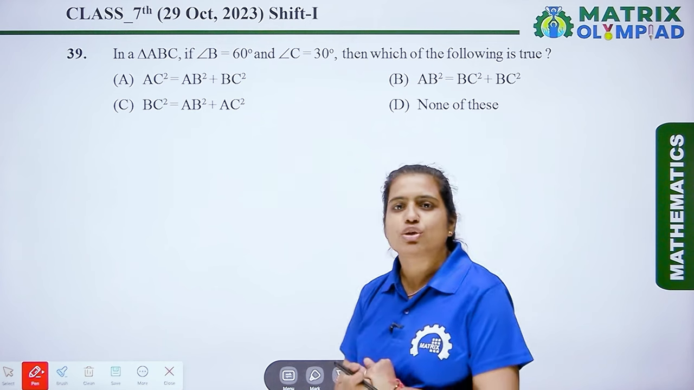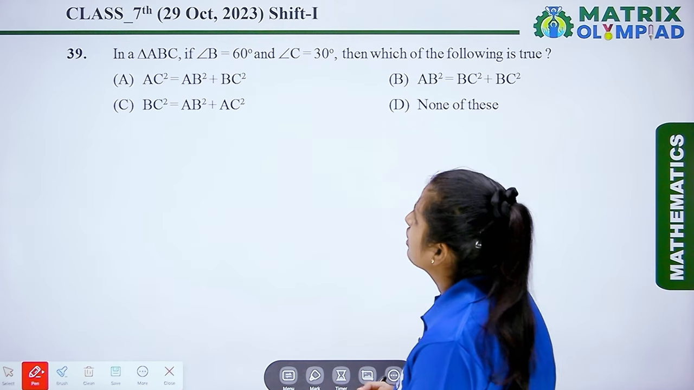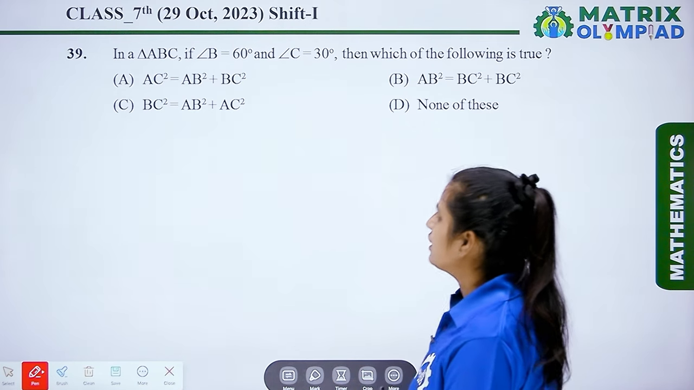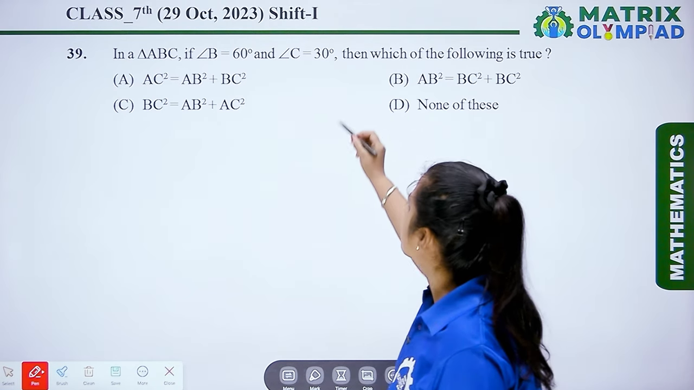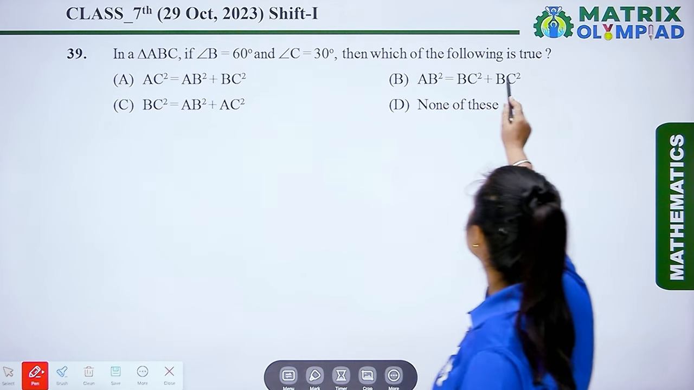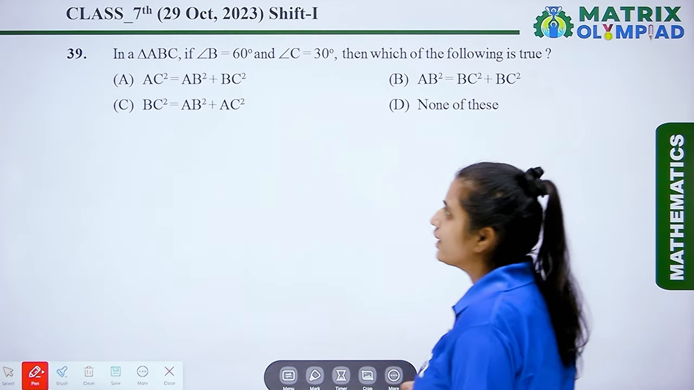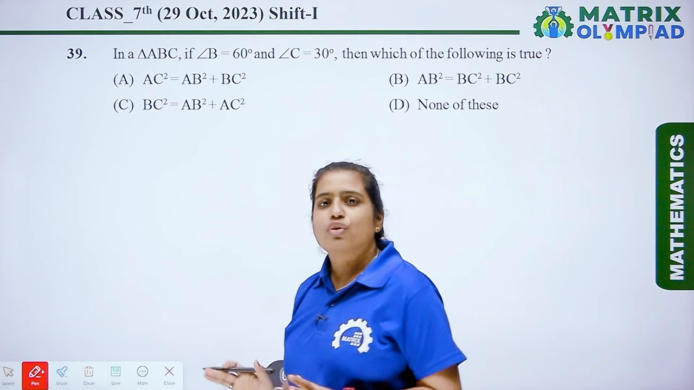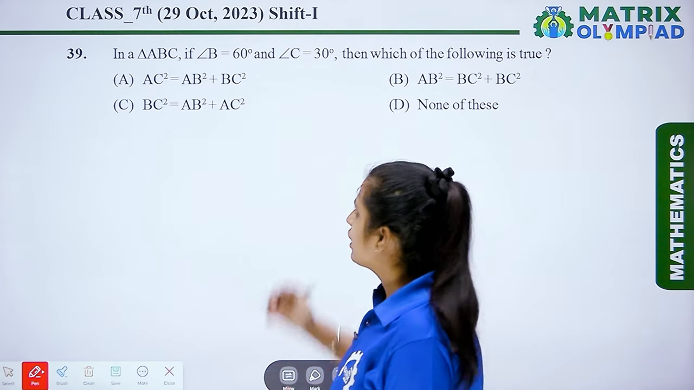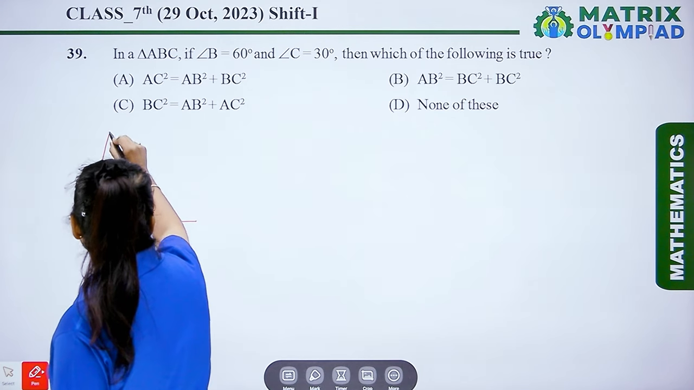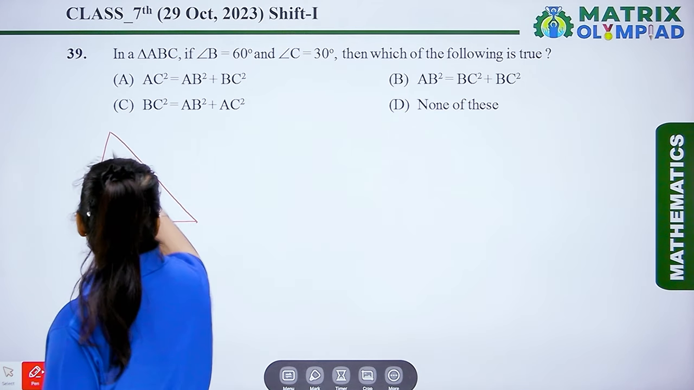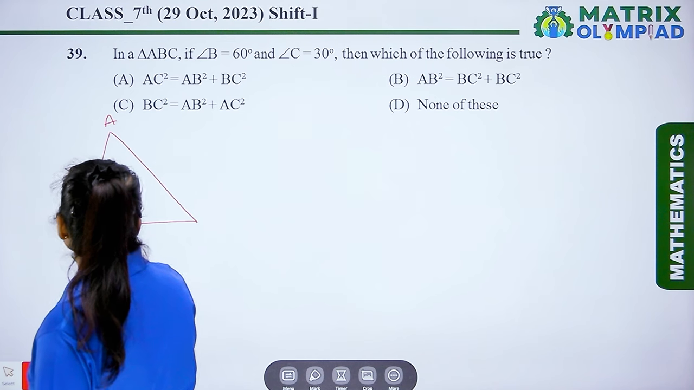Now the next question is question number 39. In a triangle ABC, if angle B is equal to 60 degree and angle C is equal to 30 degree, then which of the following is true? Now we have to find out of this four option, which option is the correct one. Now here we have a triangle. This is named as ABC.